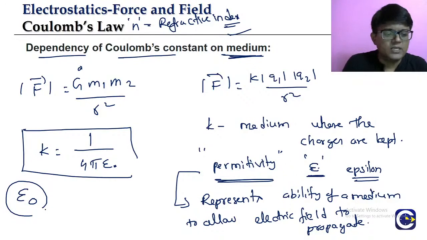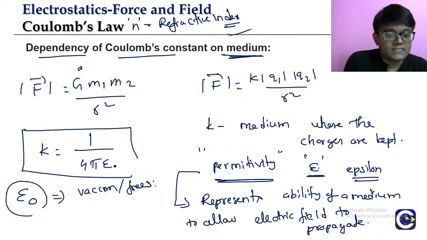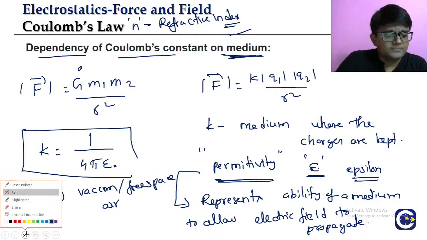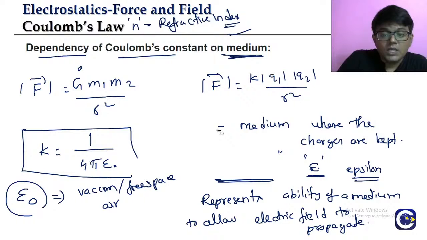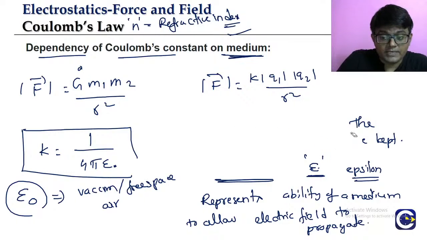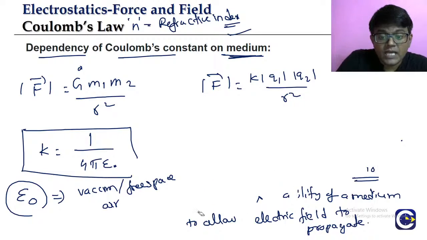So this epsilon naught represents the permittivity of the vacuum, free space or air. The value will be almost the same. Here it will be interesting to see one thing: the epsilon unit will be reciprocal to the K unit.